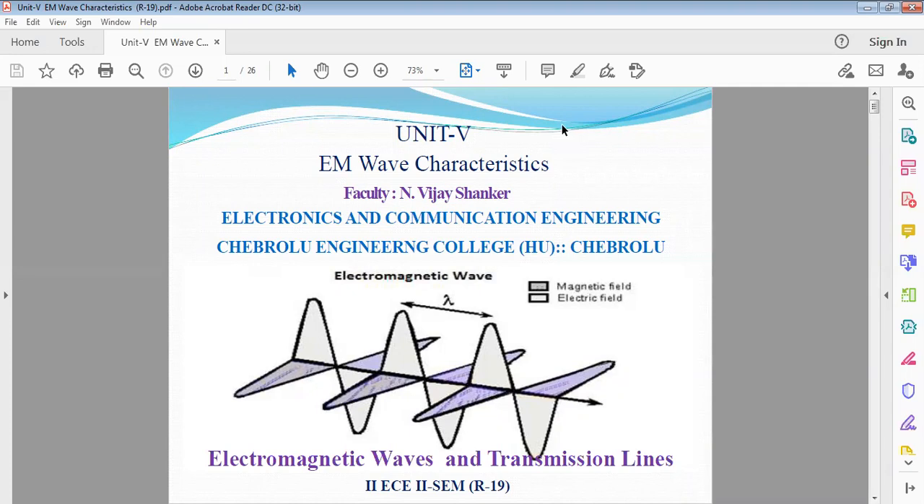Today, we are going to discuss the last topic in your syllabus in the JNTUK R-19 for second year EC students. The fifth unit is EM wave characteristics, electromagnetic wave characteristics. In previous classes, we discussed electrostatics, magnetostatics, and Maxwell's equations for time varying fields. Now, in this unit, we will see the electromagnetic wave characteristics.